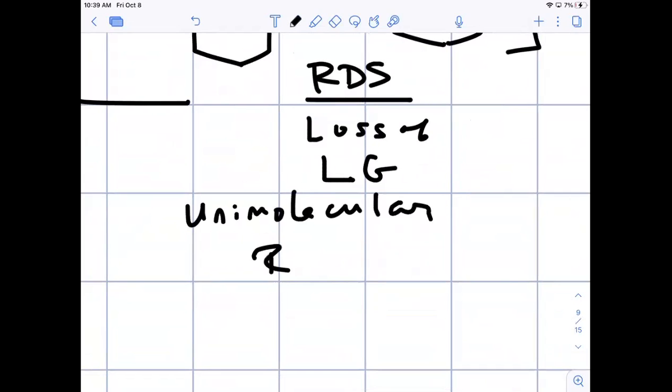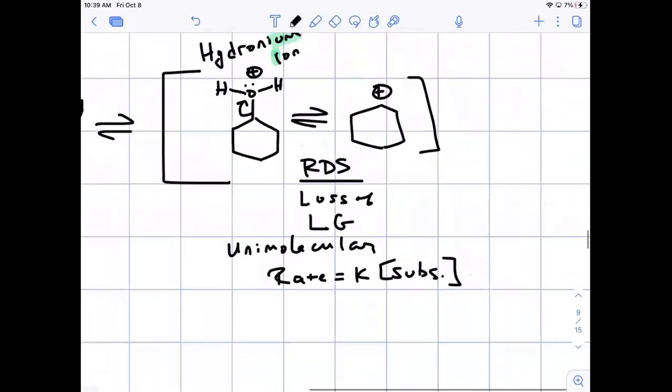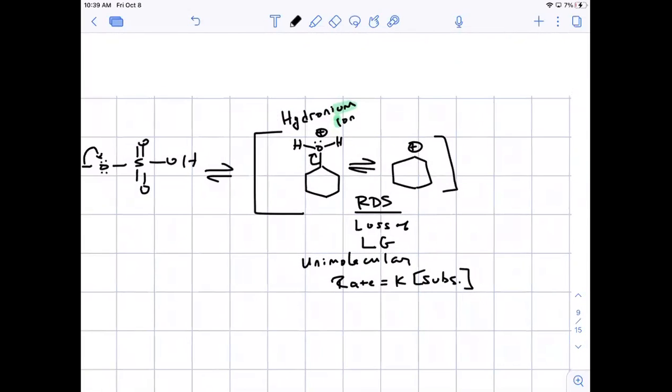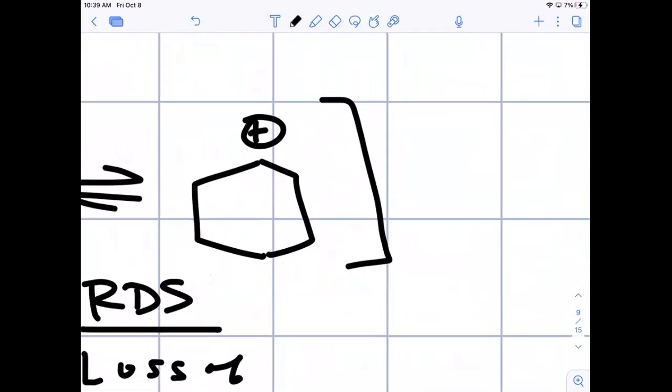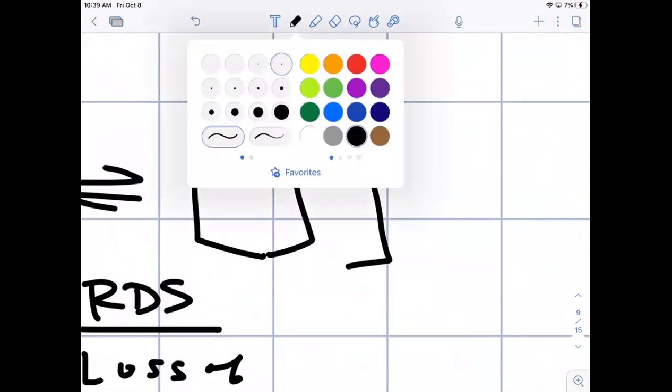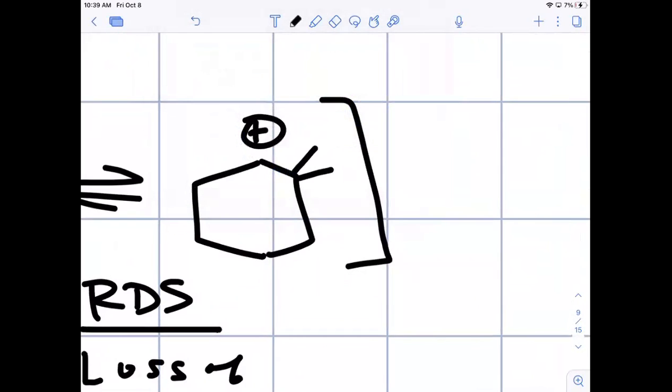With an identical rate law. K times the substrate. All right. And then now this is my intermediate that's going to get deprotonated, where proton transfer is going to happen. So this is alpha. This is also alpha.